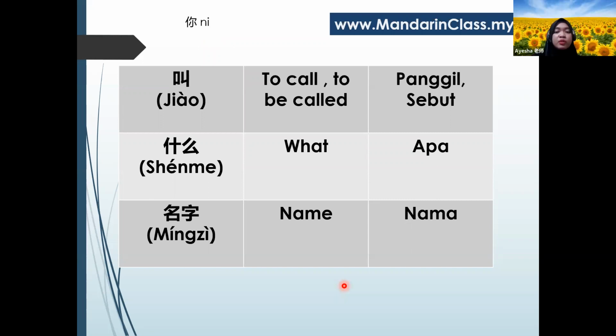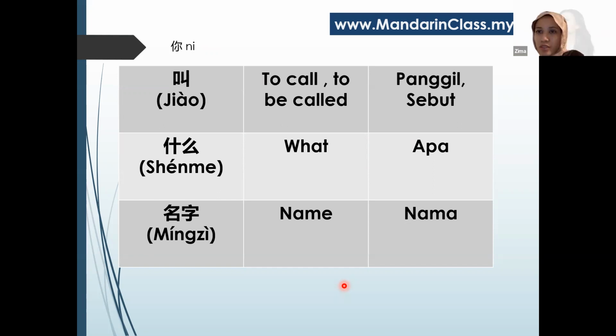Alright, let's repeat after me. 你叫什么名字? One more time. 你叫什么名字? Very good. So what am I asking? I'm asking, what name are you called? Or the other translation is, what is your name? Why did I translate it as what name are you called? Because of the word 叫.